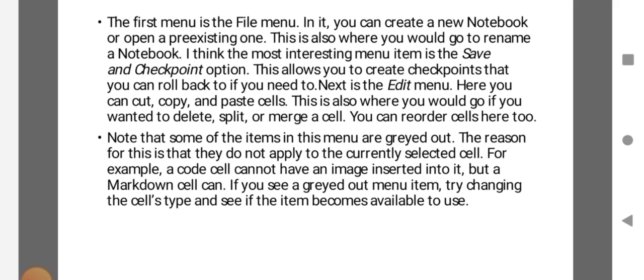The first menu is the file menu. In it, you can create a notebook or open a pre-existing one. This is also where you would go to rename a notebook. I think the most interesting menu item is the save and checkpoint option. This allows you to create checkpoints that you can roll back to if you need to.